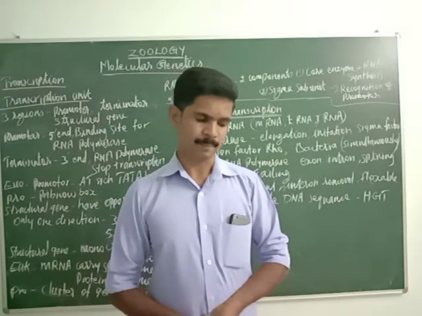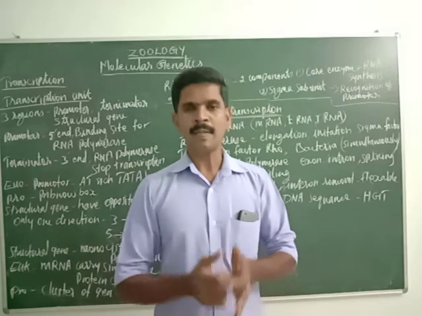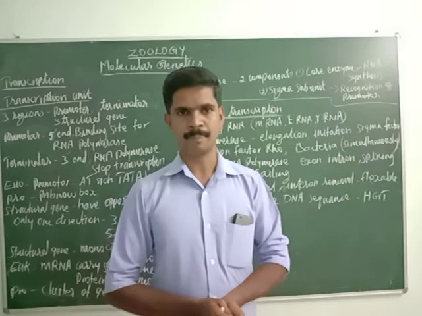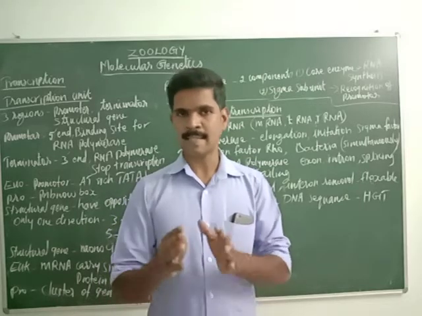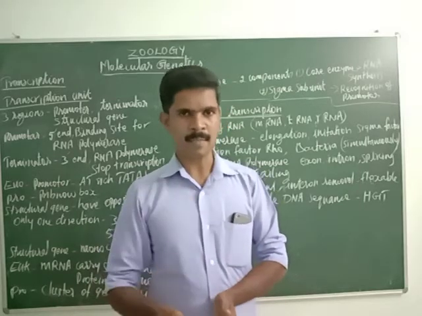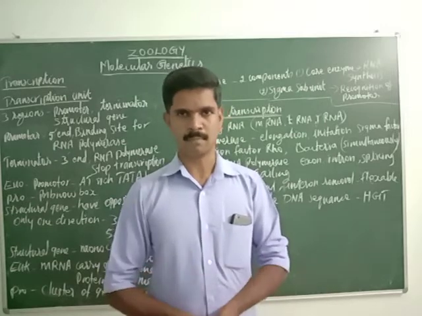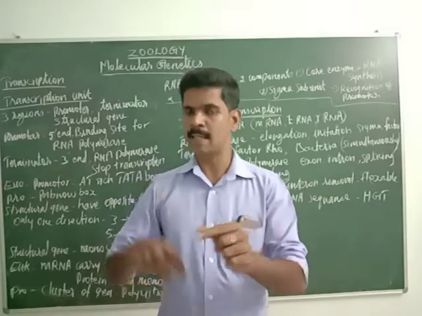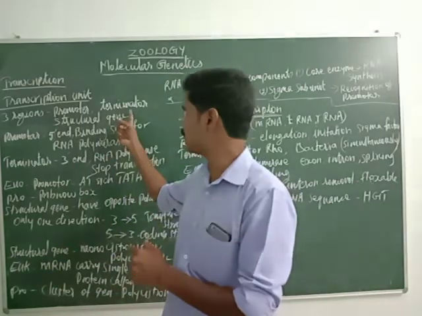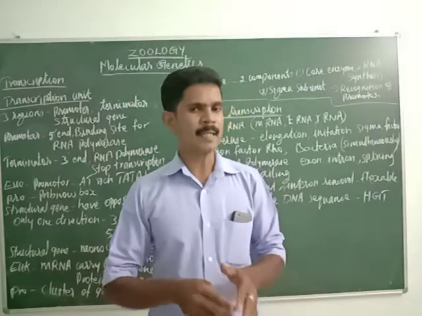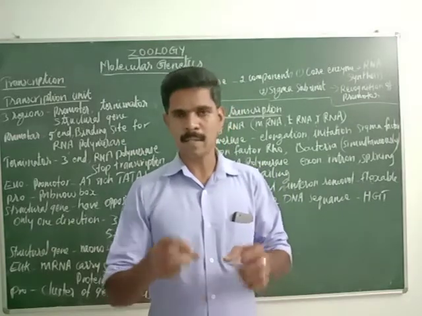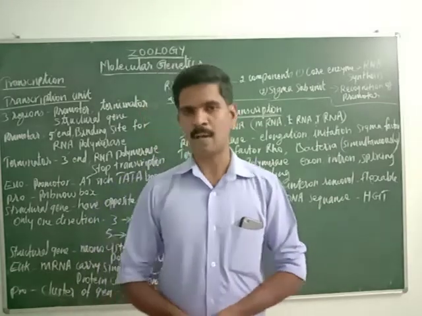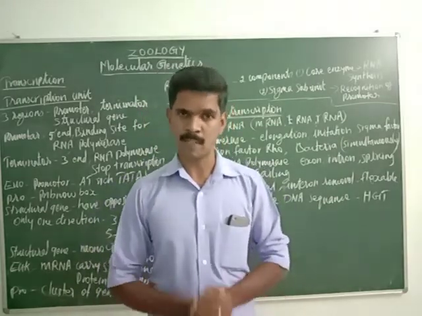Understood? Then the next point is, when the RNA polymerase reaches the terminator region, the nascent RNA and RNA polymerase synthesis, everything is stopped. So when this RNA polymerase enzyme reaches the last region, that means the terminator region, the nascent RNA, the RNA which is elongated, falls off. Hope you all understood this point also.